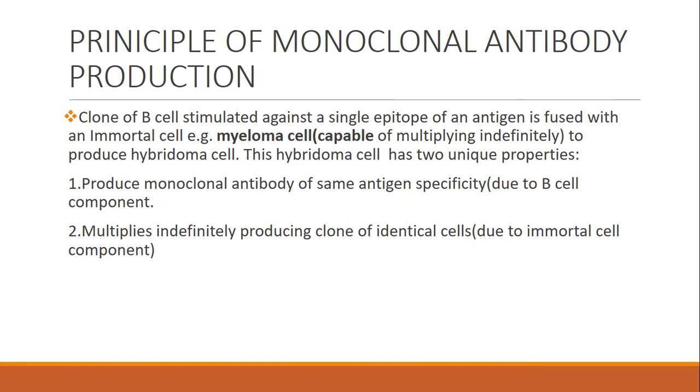How we basically do now, the clone of B cell. The first step is that a clone of B cells is stimulated against a single epitope of an antigen. It is fused with an immortal cell, like a myeloma cell, which is capable of multiplying indefinitely to produce a hybridoma cell. Now, what does this mean? In monoclonal antibody production, we basically want to produce antibody for a specific, desired antigen.